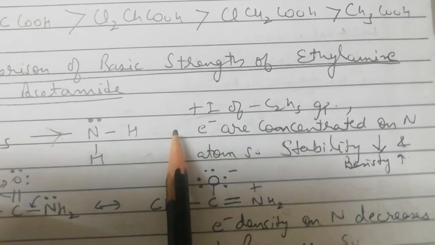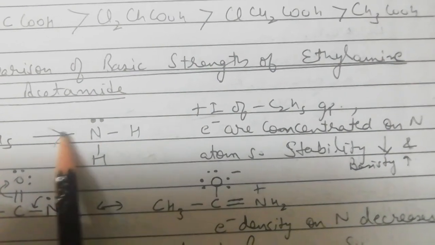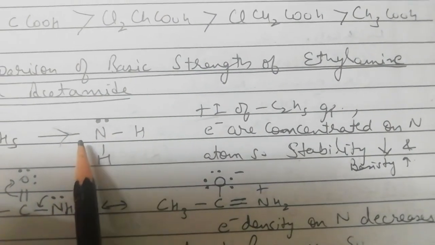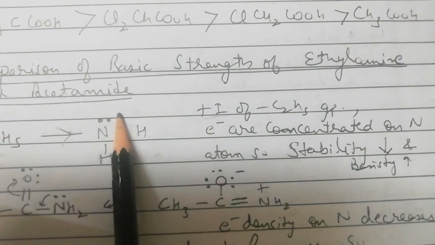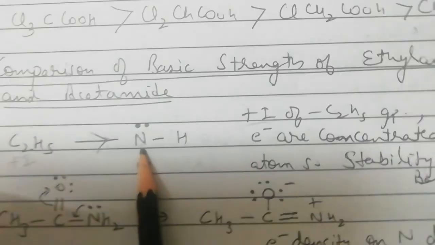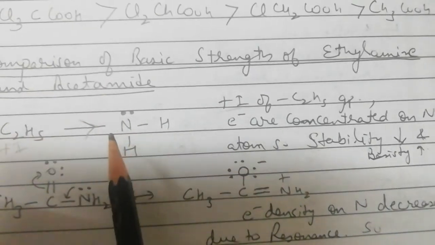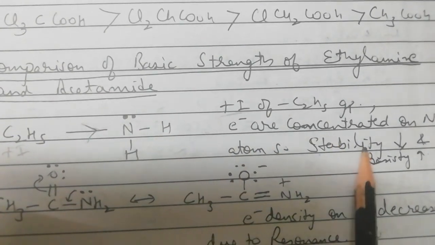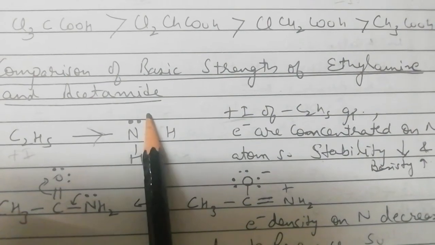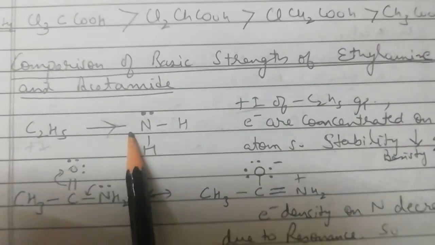So stability of this system will decrease and its basicity will increase. Basicity is how easily our system can provide us electrons. So more the number of electrons, more will be the basicity, but stability will decrease. No doubt basicity will increase, but stability of the system will decrease.